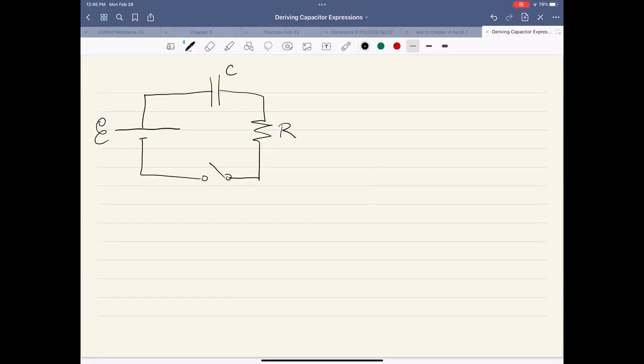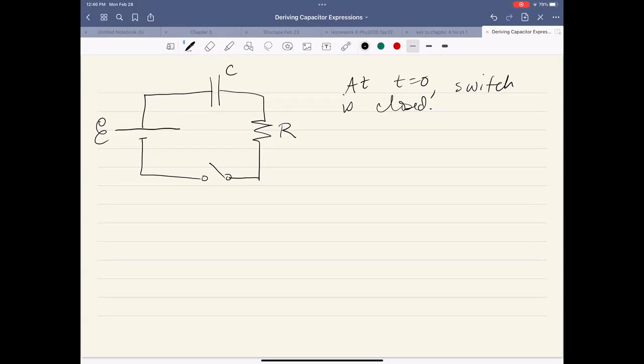Now, what we're going to say is that at t equal to 0, the switch is closed, and the capacitor is initially uncharged. So we're just starting to charge up the capacitor and there's no initial charge on it when that switch is closed. Now, what we'd like to know is what's going on with the capacitor while it's charging. It's not particularly interesting to us what happens at the very end.